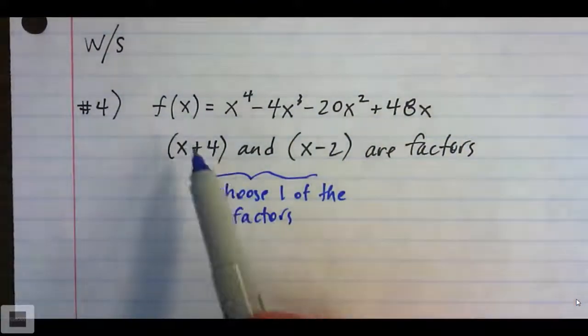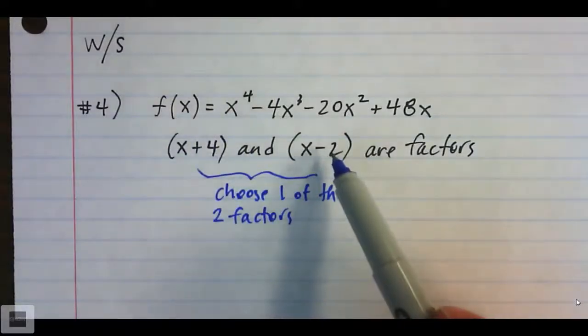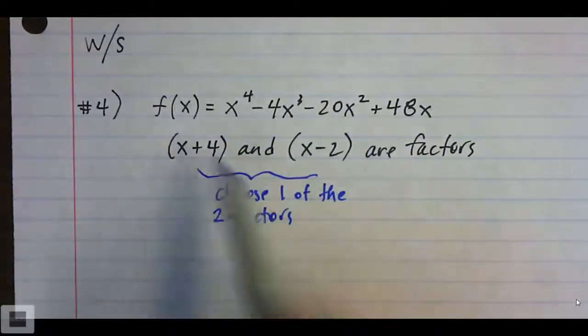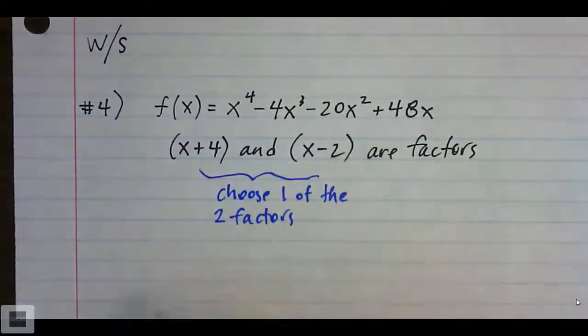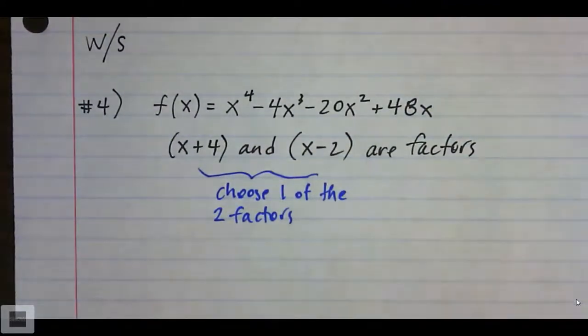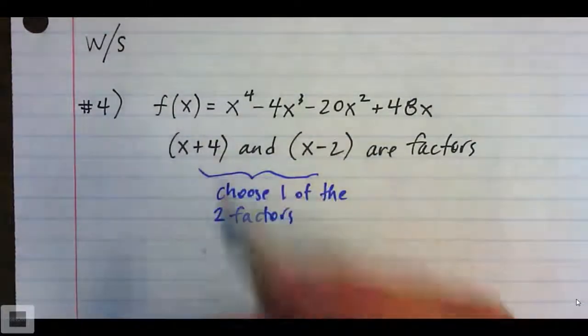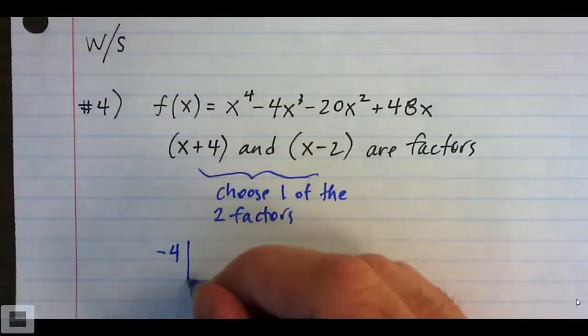So in this case, I'm going to choose x plus 4 to work with first. I could have done x minus 2. Doesn't matter. Now, do understand that if I use negative 4 or if I use 2, I'm going to get two separate polynomial answers at the end, but ultimately, in the end, your answer will be the same. So I'm going to use x plus 4. So opposite number, I'm going to use negative 4 with synthetic division.